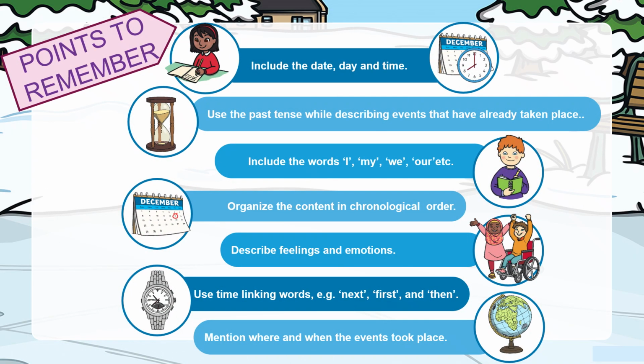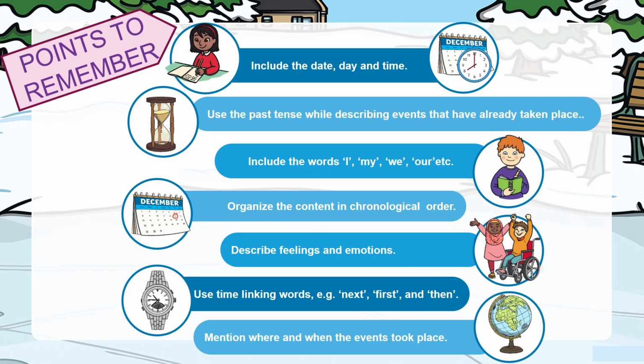So now these are the things that you have to keep in your mind when you are writing a diary. You have to include day, date and time, because that will help you whenever you are looking at that event in future. That will help you to know when actually you had written that thing or event. Now it has to be in past tense because the event is already over. It has already taken place.